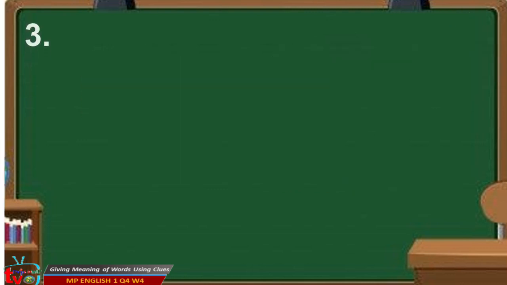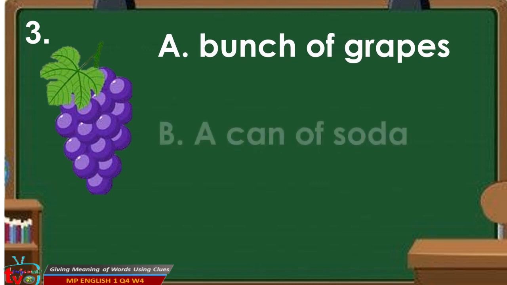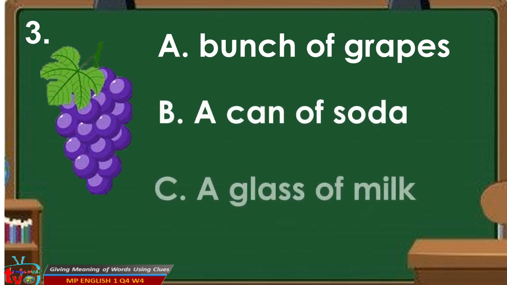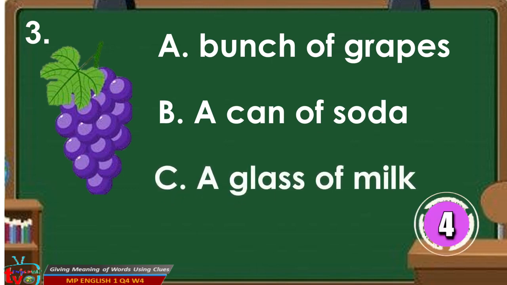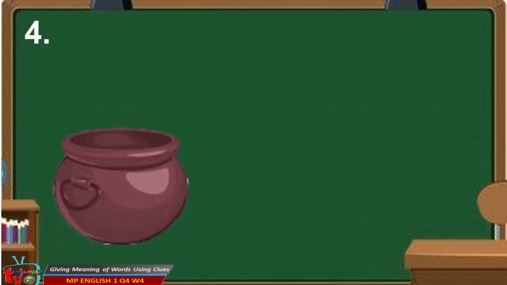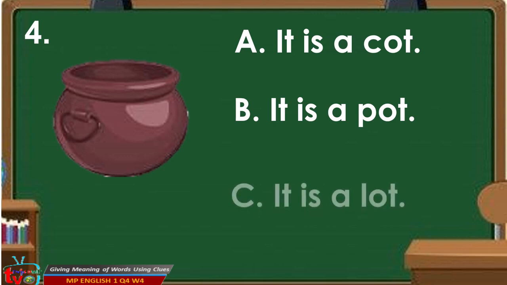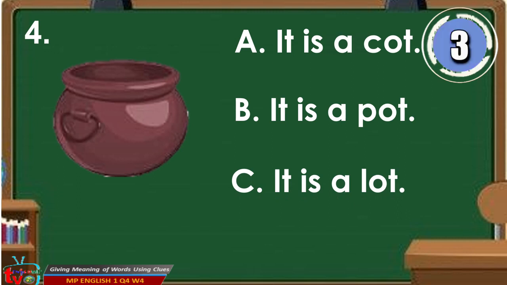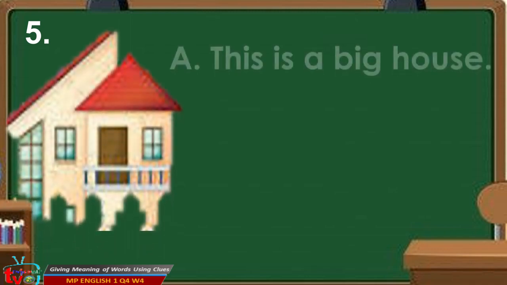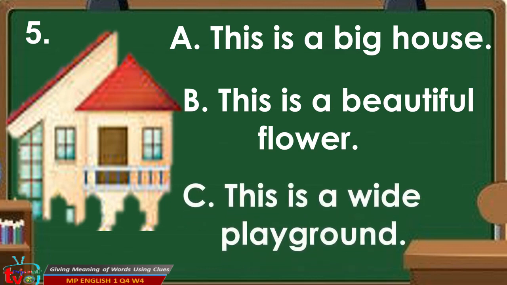Number 3. This picture shows A. Bunch of grapes. B. A can of soda. C. A glass of milk. Number 4. What is this picture? A. It is a car. B. It is a pot. C. It is a lot. Number 5. What is this? A. This is a big house. B. This is a beautiful flower. C. This is a wide playground.